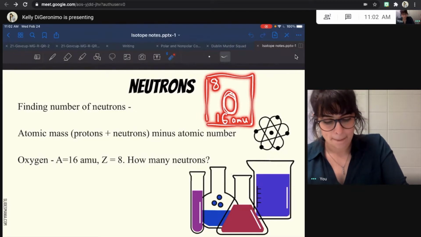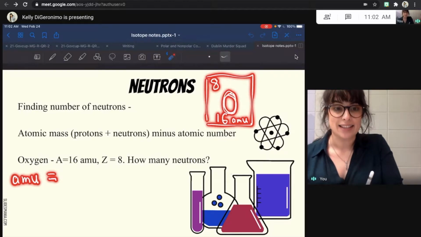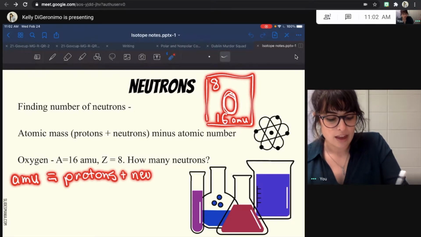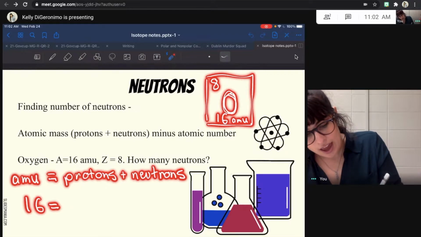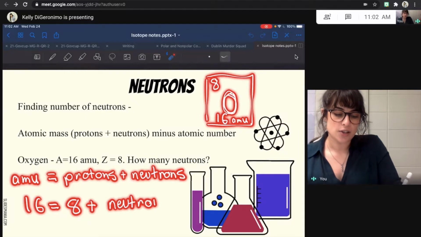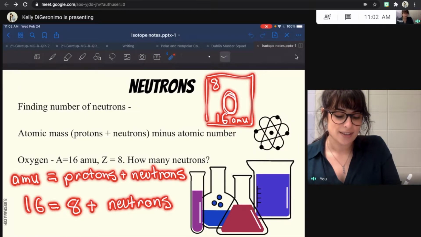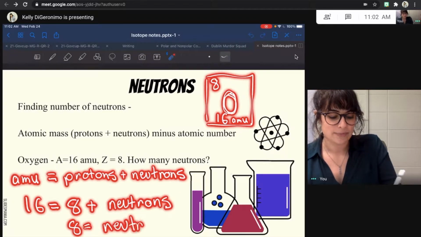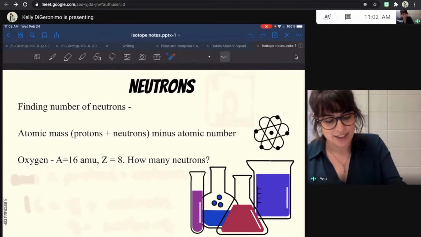So AMU, or atomic mass, equals what plus what? Yes, protons plus neutrons, and now we're going to substitute. Our equation is going to look like 16 equals 8 protons plus neutrons, and we don't know how many. So we need to do just a tiny bit of algebra and say 16 minus 8 equals neutrons. 16 minus 8 is 8. There are 8 neutrons. That type of math is going to work perfectly every single time.